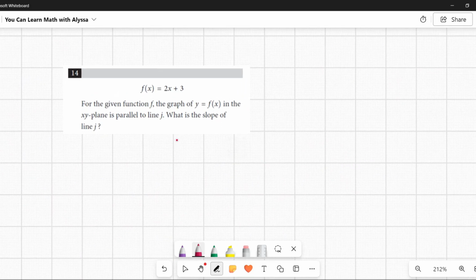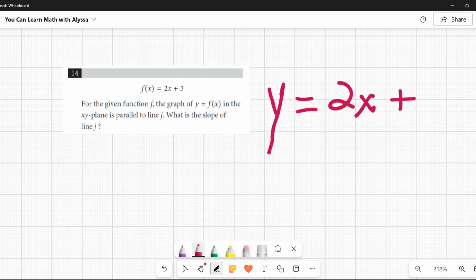Number 14, another function. Man, a lot of functions in this one. F of x equals 2x plus 3. For the given function f, the graph of y equals f of x in the xy plane is parallel to line j. What is the slope of line j? It's a function problem, but it's really just a slope-intercept form of a line problem. So this function f of x equals 2x plus 3, we could also think of it as just a line, that is y equals 2x plus 3.